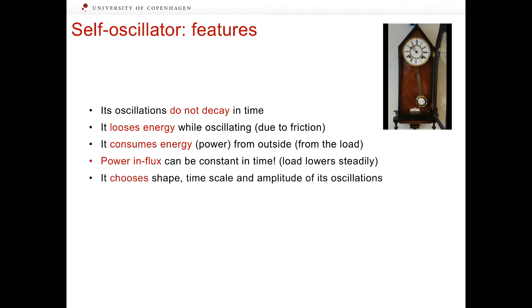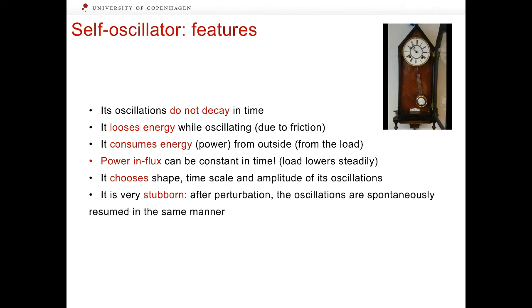Fifth, self-oscillators themselves choose the shape, amplitude and time scale of their oscillations. From a range of initial conditions, the system settles down to the same pattern of oscillations automatically. Sixth, self-oscillations are very stubborn. This means that if the system is perturbed, for example, if the clock is shaken, after some transient time, the same pattern of oscillations will be resumed.